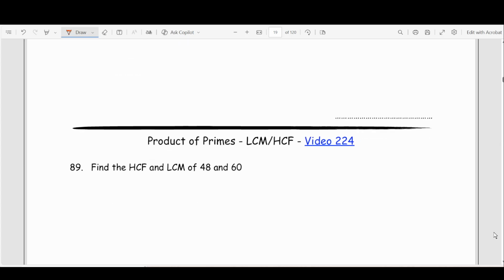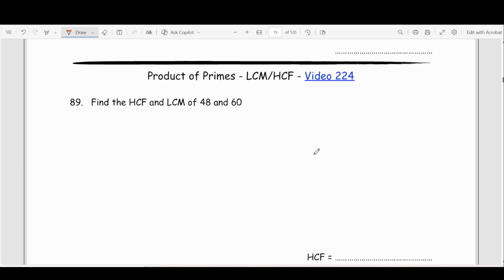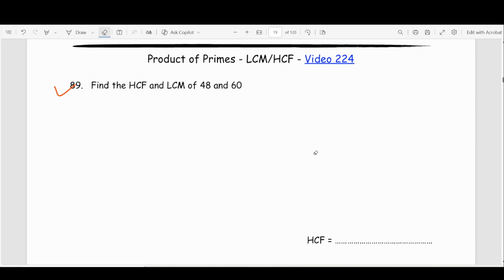Find the HCF and LCM of 48 and 60. So we have two numbers, and for both of them, we need to find the LCM and HCF. Okay? Mm-hmm. Yeah. So you can try it. Okay?